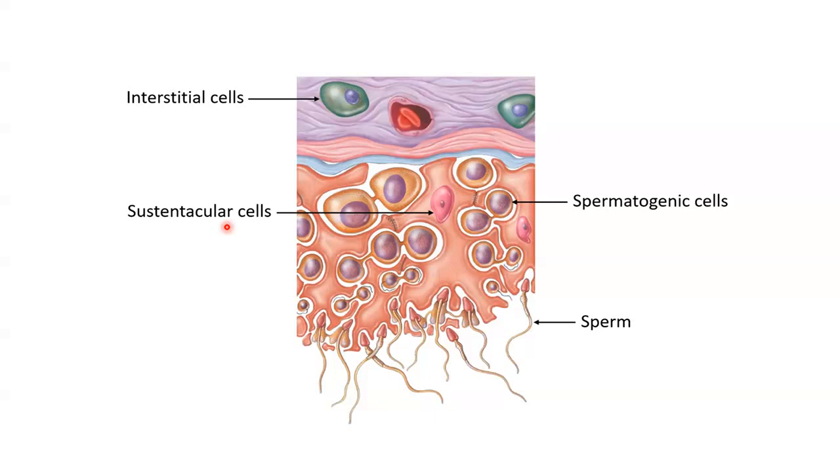Now, outside of the seminiferous tubules, in between adjacent tubules, are clusters of cells called interstitial cells. You may also see these referred to as Leydig cells. These cells secrete testosterone, which promotes the development of male sex characteristics, as well as promotes libido or sex drive.